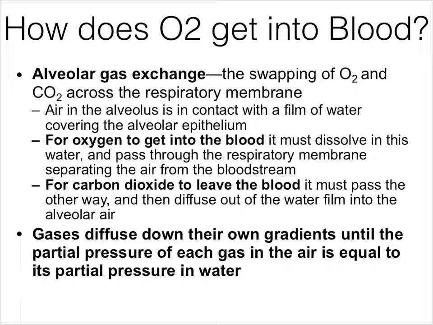For carbon dioxide to leave the blood, and remember that when you breathe out, you're breathing out carbon dioxide, it has to go the other way, which means that you're going to have to turn that carbonic acid back into carbon dioxide, and then that carbon dioxide has to diffuse into the blood plasma, and from there leave the plasma and get into the atmosphere inside of your lungs, what's called the alveolar air.